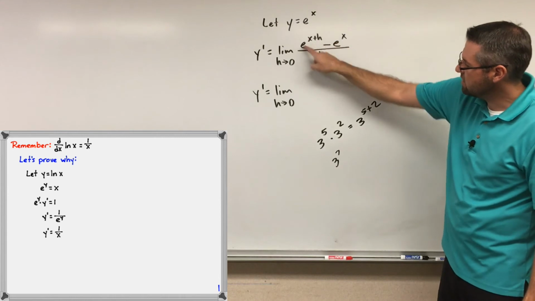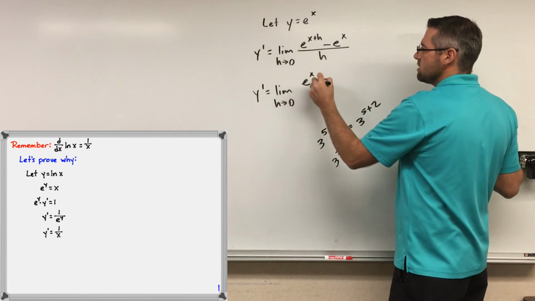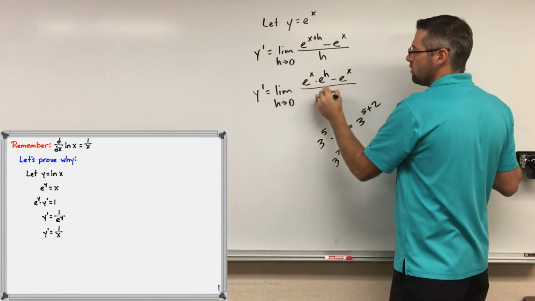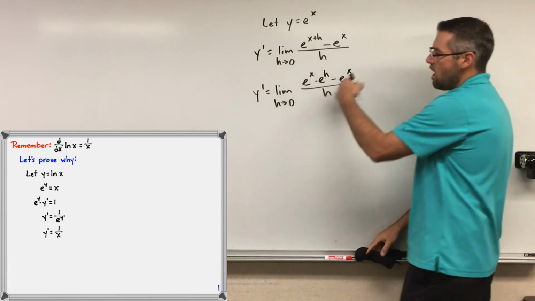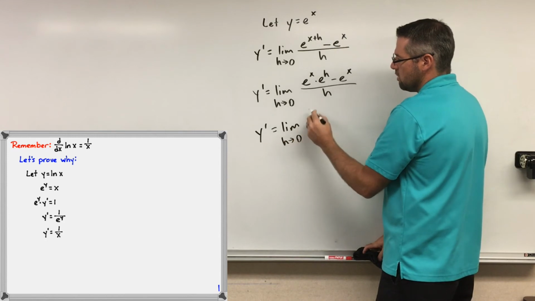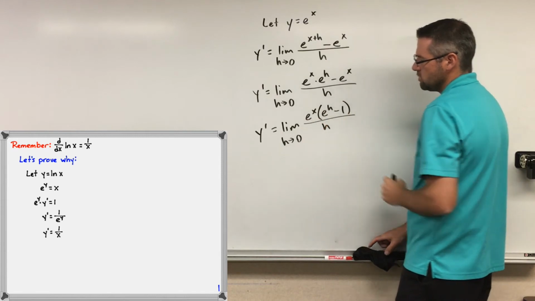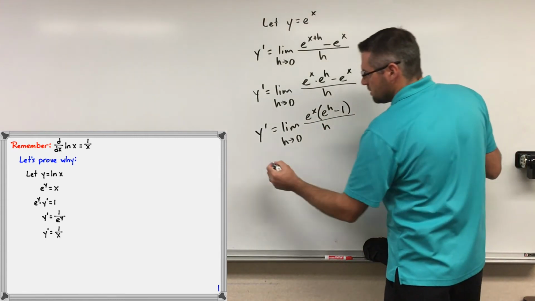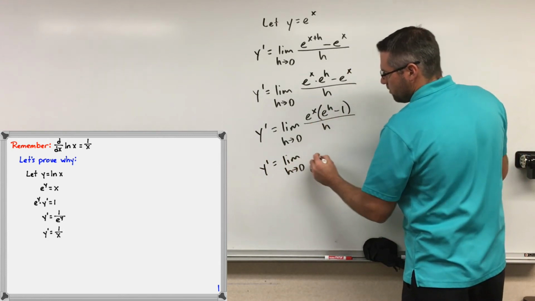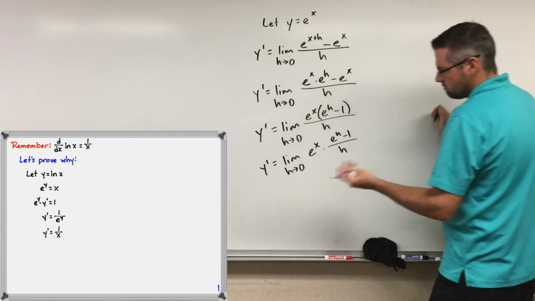So I could actually rewrite this with two different bases. So I could say e to the x times e to the h, and then minus e to the x, all over h. Now on the top, I have a common factor of e to the x. So that's going to say limit as h approaches 0 of e to the x times e to the h minus 1, and then all over h. All right, so once I have this, I can actually break this apart. So I can say limit as h approaches 0 of e to the x times e to the h minus 1 over h. Mathematically, that makes sense.